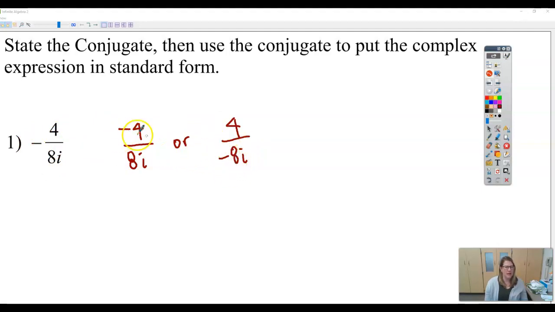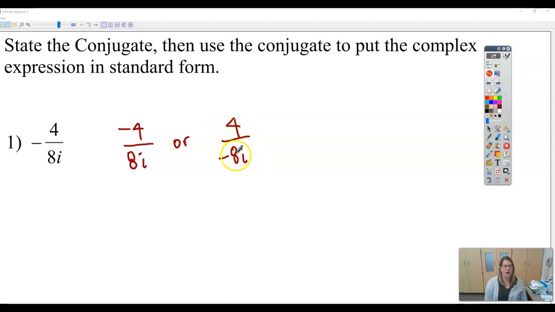The reason that I'm pointing out the difference here is because if you decide you're going to put the negative on the top with 4, and your number is 8i in the denominator, then my complex conjugate is going to be negative 8i. If I decide I want to write it as 4 over negative 8i, then my complex conjugate is going to be positive 8i. And honestly, it does not matter at all which one you choose. As long as you're careful with your signs throughout, you'll get the same answer either way. So I'm going to go with 4 over negative 8i.